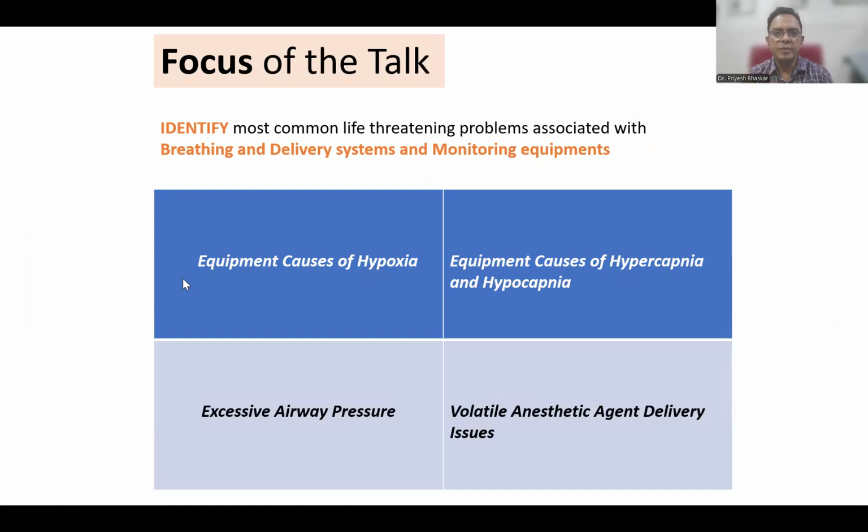Now the focus of my talk will be to identify the most common life-threatening problems which we deal with in our day-to-day anesthesia practice. There are various causes. We can categorize them into four types: equipment causes of hypoxia, equipment causes of hypocapnia and hypercapnia, excessive airway pressure, and volatile anesthetic agent delivery issues. So basically, we get problems in these four types.